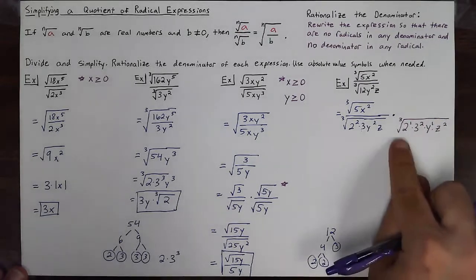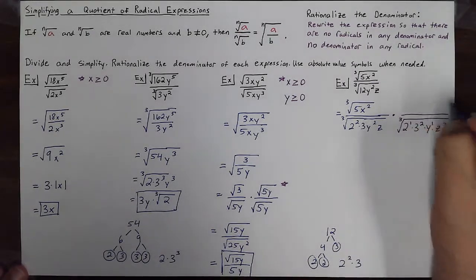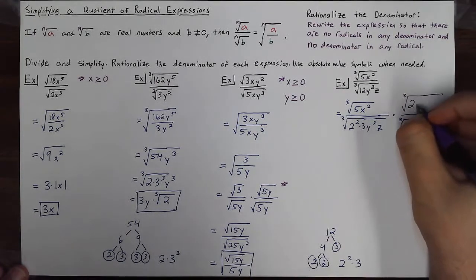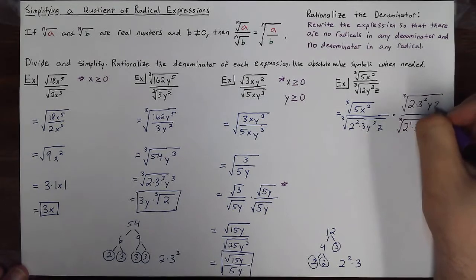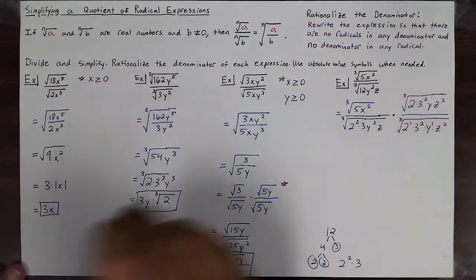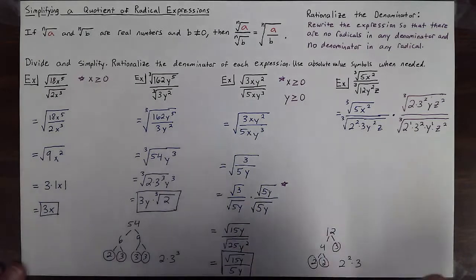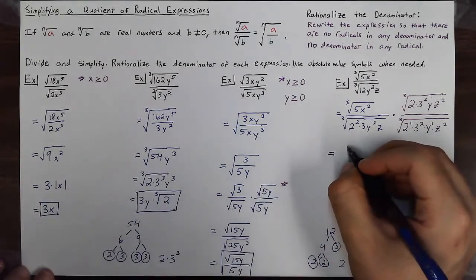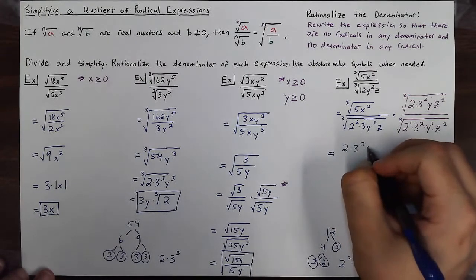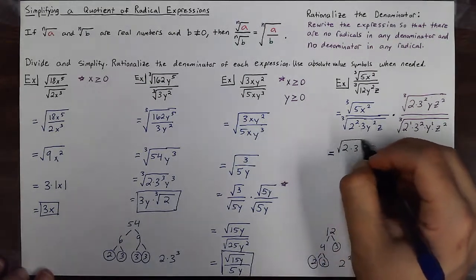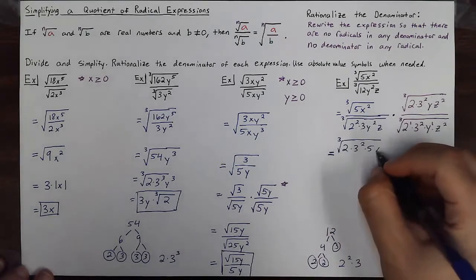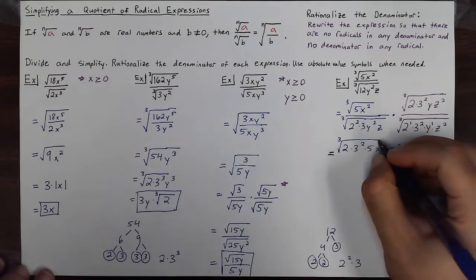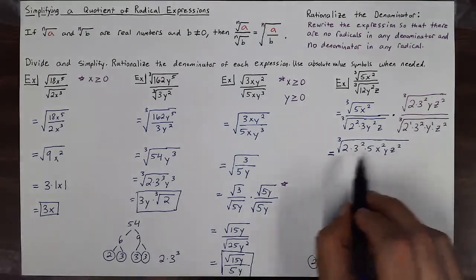Now whatever you do to your denominator, you must also multiply to your numerator in order to keep this expression equivalent. So 2 times 3 squared y z squared. So now multiplying this out, my numerator becomes 2 times 3 squared times 5. That's the coefficients. Then x squared, y, z squared. And none of these are perfect cubes, so nothing can be taken out up there.